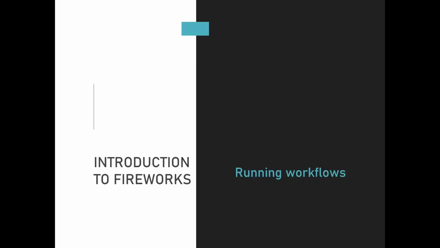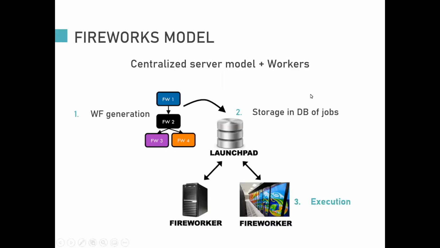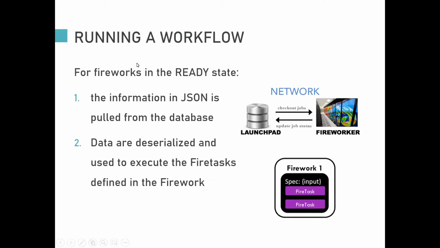Now, we have seen that we have created a workflow, we have stored it in the database, and now we want to execute it. How do we do that? When you run a workflow, you can only run jobs or fireworks that are ready, okay? For fireworks that are ready, the worker will ask the Launchpad, the database: do you have a firework that is ready for me? So it will pull that firework, deserialize it because it's in JSON, reconstruct the Python object and execute all the fire tasks defined in the firework. And at the end of the execution, it will update the job status saying, I have completed this firework, and now the firework will be completed.